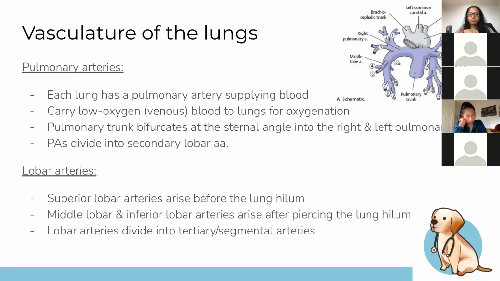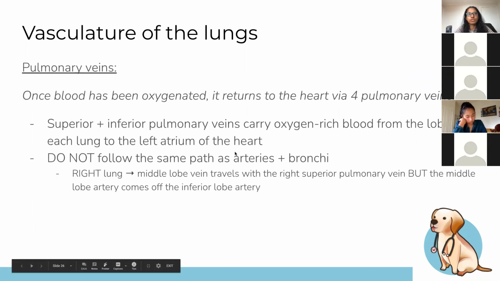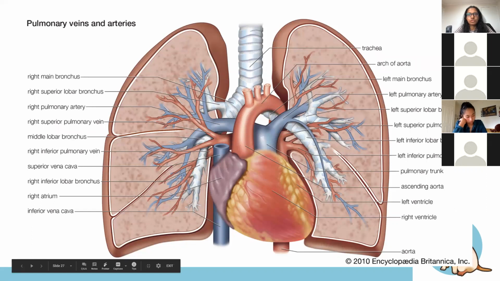But the main point to remember is that the main differentiation is in your right lung, that's where the difference is. Your middle lobar vein is going to travel with the right superior vein. So you can probably try to find it over here. But in the same right lung, your middle lobar artery is coming off the inferior lobar artery.